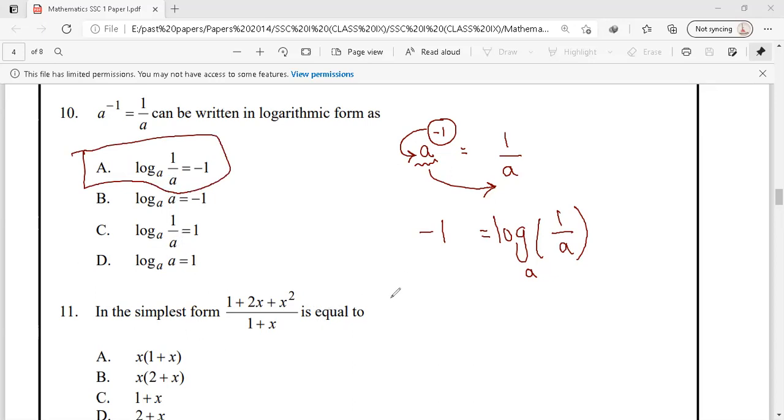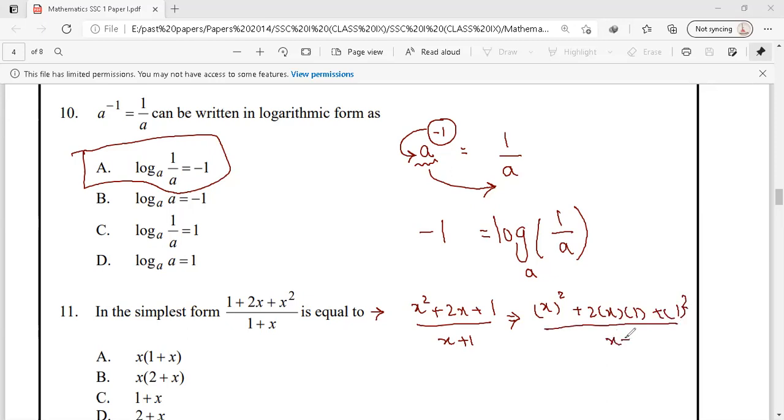Next, we have question number 11, and we have to simplify this expression x square plus 2x plus 1 divided by x plus 1. So we have to represent this in simplest form. In the numerator, we have a perfect square: x square plus 2 into x into 1 plus 1 square, divided by x plus 1.